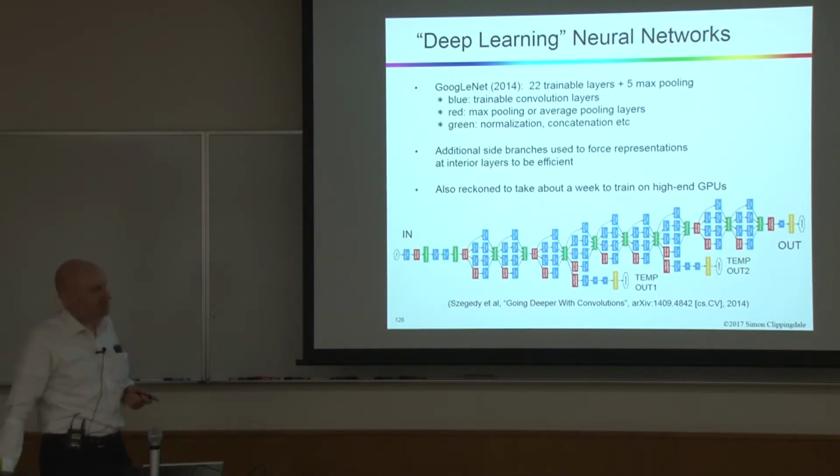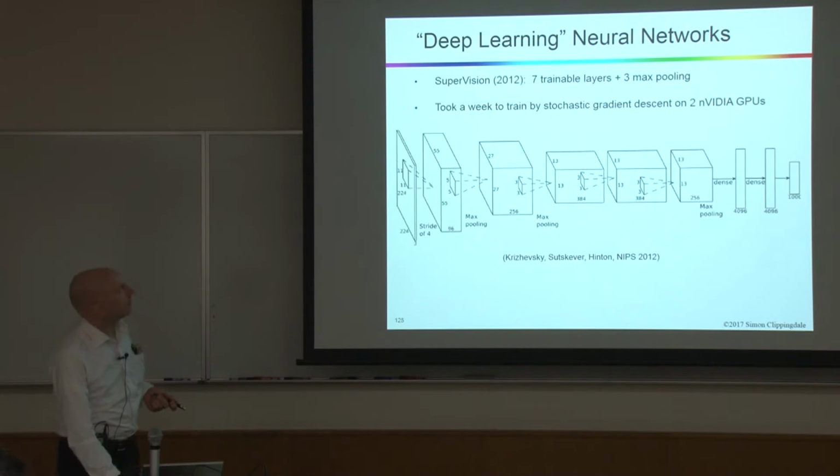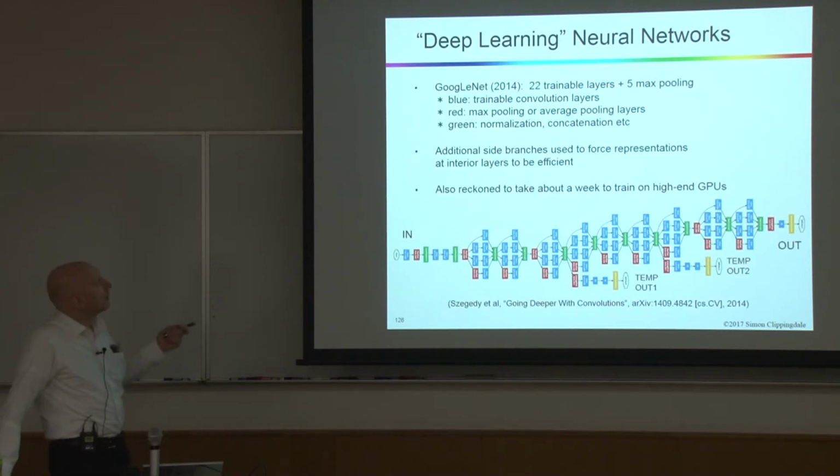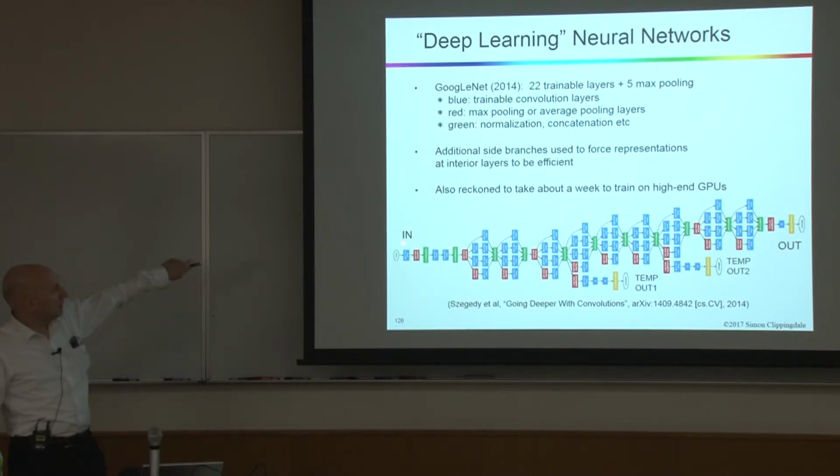Google's attempt, GoogleNet, looked like this. Now, instead of the previous network, which had 7 trainable layers and 3 max pooling, GoogleNet had 22 trainable layers and 5 layers of max pooling. This is the input at this end. That's the output down that end.